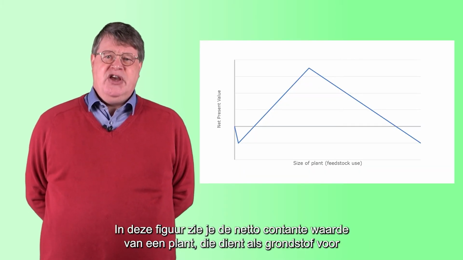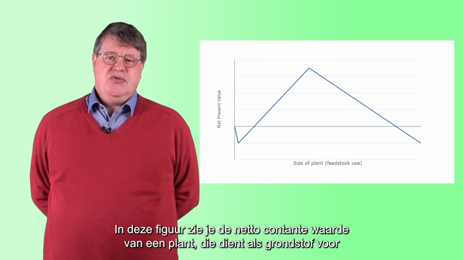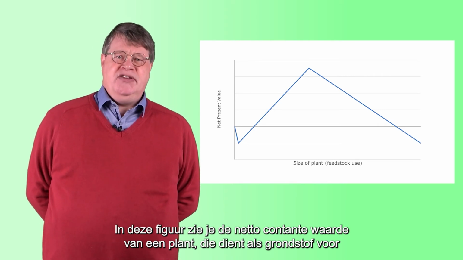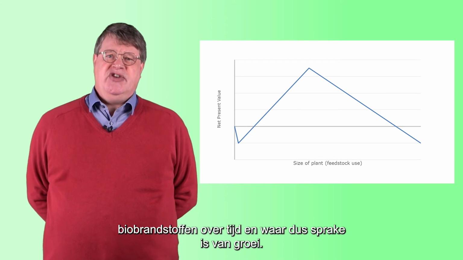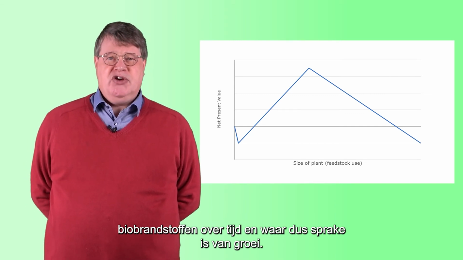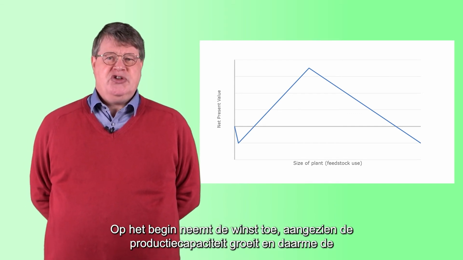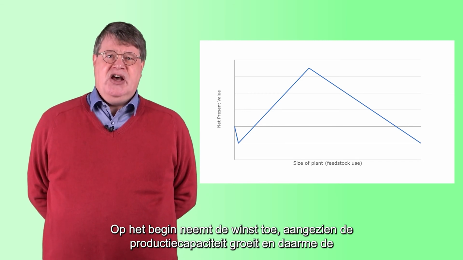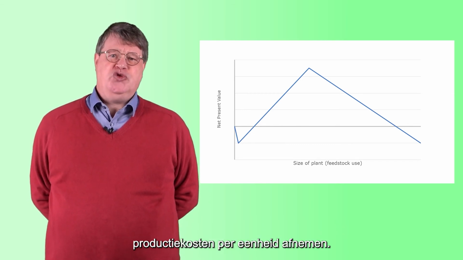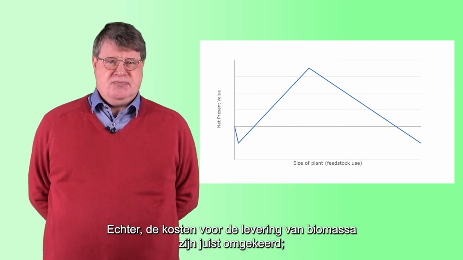In this figure, you see the net present value of a biofuel plant sourcing biomass locally as the size increases and biomass demand also increases. First, the profit increases as the factory size increases. A larger scale factory can produce biofuel at a lower cost.